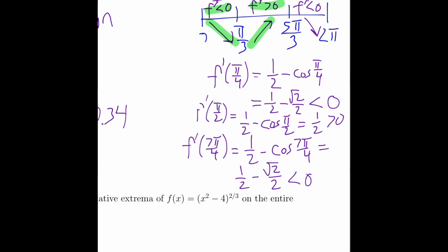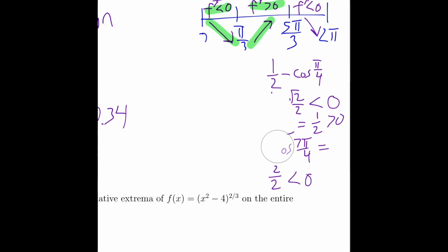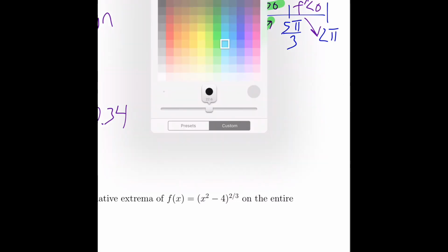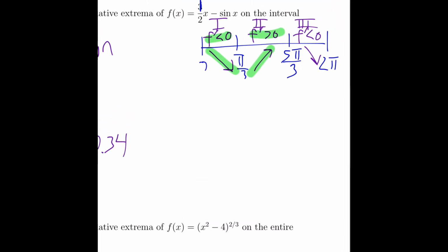At 5 pi over 3, we see that the function is changing again. We have a change in the sign of the derivative. To the left of 5 pi over 3, the derivative was positive, which means that it was increasing. And then to the right of 5 pi over 3, the derivative is negative, which means that it's decreasing. If the graph goes from increasing to decreasing, that's going to create a relative max at 5 pi over 3. So x equals 5 pi over 3 is going to be a relative max.